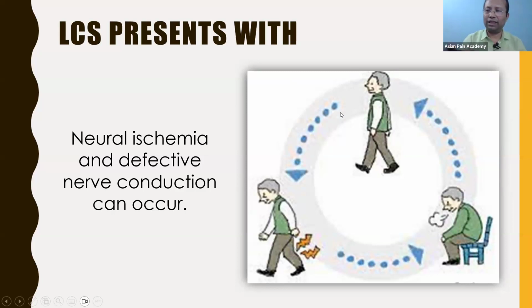This distance which he can walk after taking rest is called neurogenic claudication distance. Gradually, with more and more pressure, with more and more stenosis, this distance decreases. Many a time a patient will come to your clinic saying that earlier he could walk say 1 kilometer, now it is only 200 meters. Gradually it decreases: 500 meters, 200 meters, like this. So neural ischemia and defective nerve conduction can occur. That is the gross spondylosis, ultimately lumbar canal stenosis, and this type of symptom can occur.